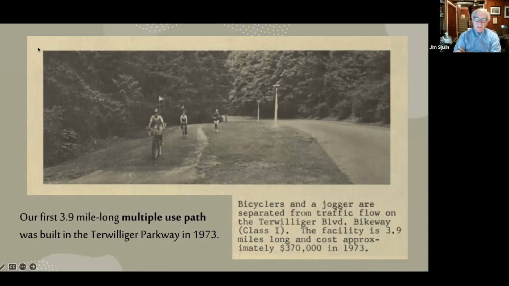So this trail still exists, and actually the bicyclists who've grown more accustomed to the bike lanes on the boulevard itself use the bike lanes more than they do this path. Note how narrow this path is. This is an 8-foot wide path, and we still have some of those in the system in Portland.